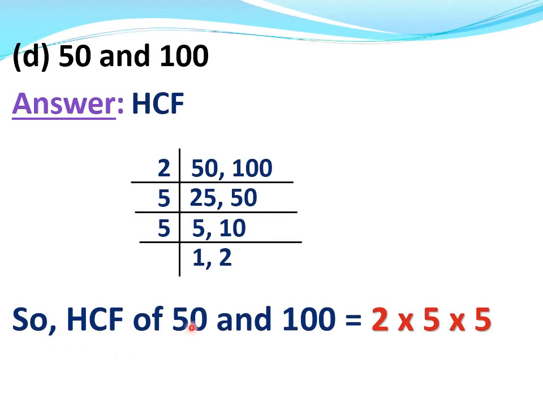So HCF of 50 and 100 equal 2 multiply 5 multiply 5. 2 multiply 5 equal 10, multiply 5, 50. Write here 50. Thus 50 is the HCF of 50 and 100.